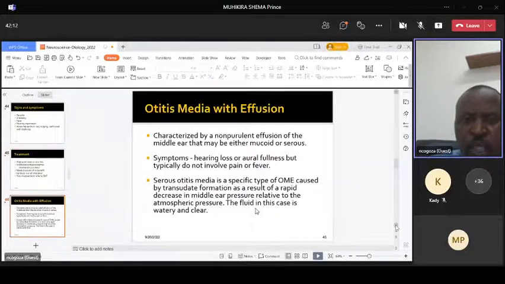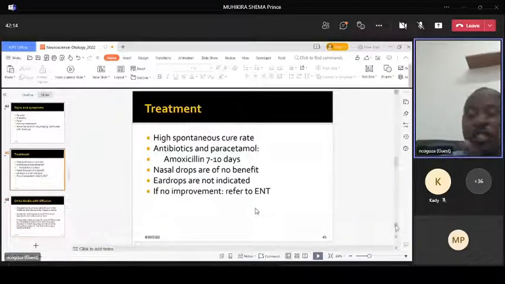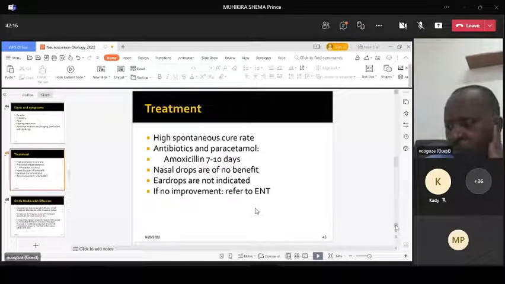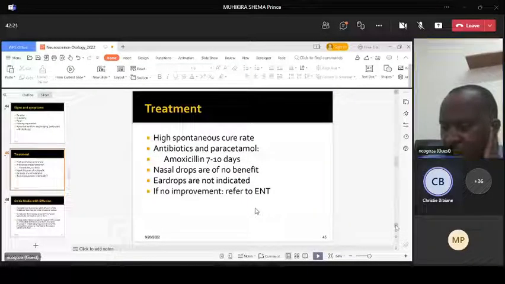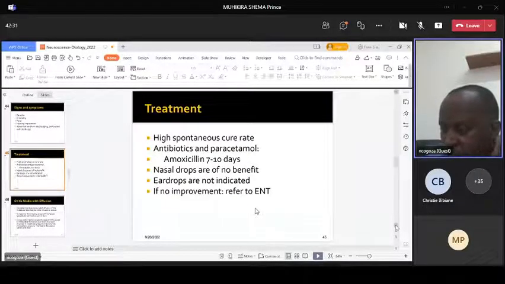Any question about the middle ear, acute otitis media? I have a question. Yes. That's the ventilation issue. Sorry, I don't hear you.